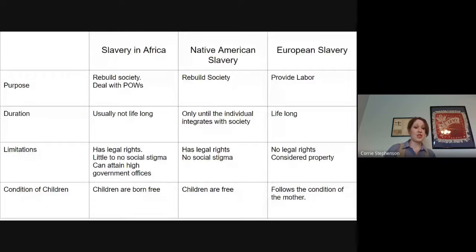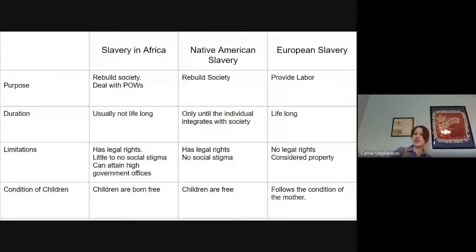And when it comes to children, if you were born in Africa or in a Native American society and your parents are slaves, you're free. That condition does not follow you, and there is no stigma attached to your parents having been slaves. But in European society, slavery follows the condition of the mother, and that will continue all the way up through the American Civil War. If your mother is a slave, you are also a slave.